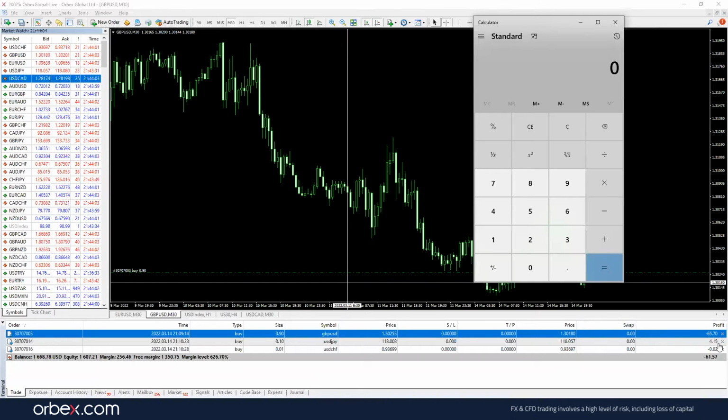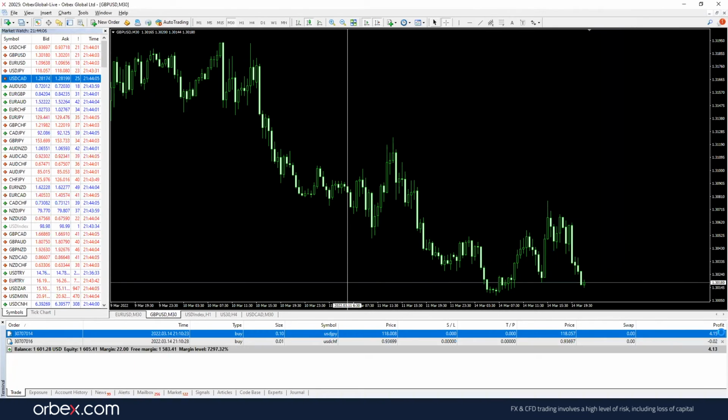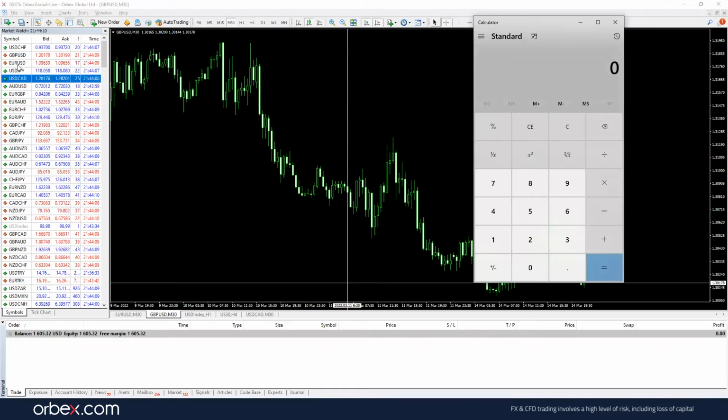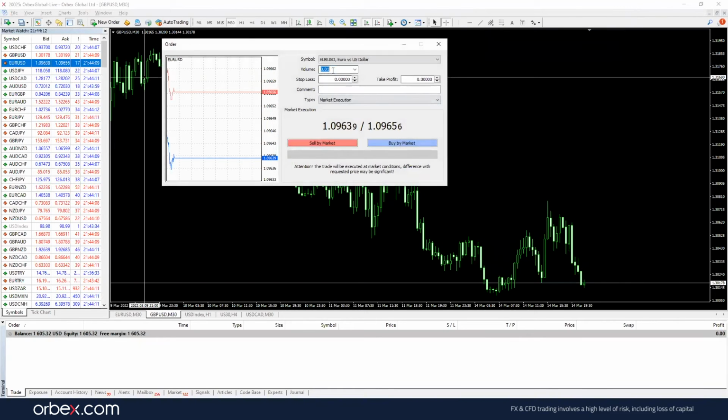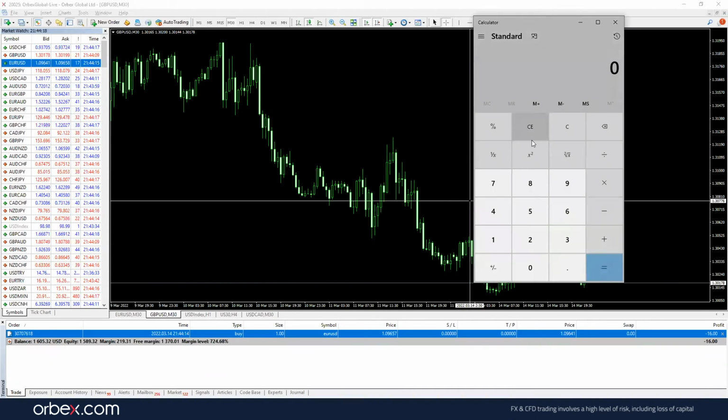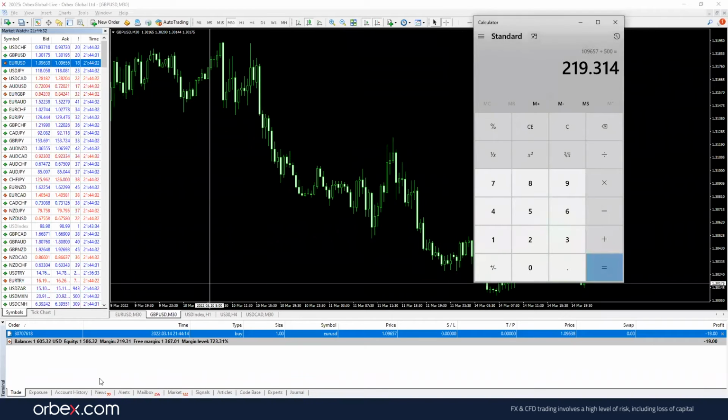So we've got a margin now. I can just close these trades because, as I say, it's a demo account and we don't mind too much that we're losing. So if I open euro dollar, let's open one lot. Let's go for it. So at the moment, we've got 1.09657 multiplied by this 100,000 notional value and divided by 500. So that's 219. As you can see here, 21931.